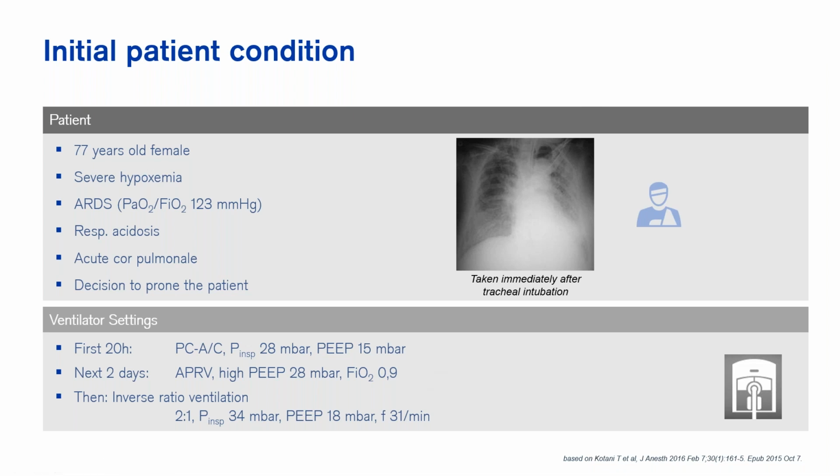So that's why they decided to prone the patient. And for the next 2 days, they were ventilating this patient in APRV on the high pressure of 28 millibar and FiO2 90%.